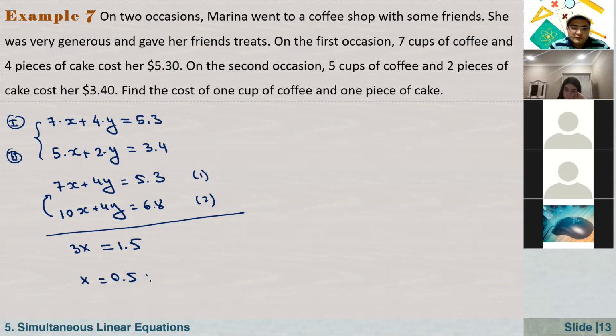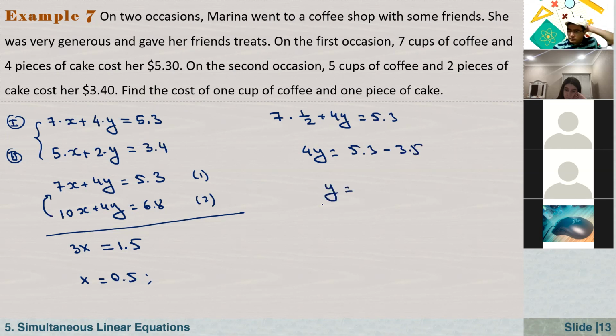If X is 0.5, substitute into the first equation. 7 times X is 1 over 2 times 7, that is 3.5, plus 4Y. On the right hand side, 5.3. Now for 4Y equals 5.3 minus 3.5, then what is Y? Y equals 1.8 over 4. That's equal to 0.45. So 1 cup of coffee, that is X, that is $0.5. And 1 piece of cake, that's equal to $0.45.